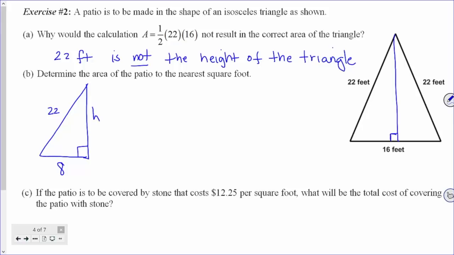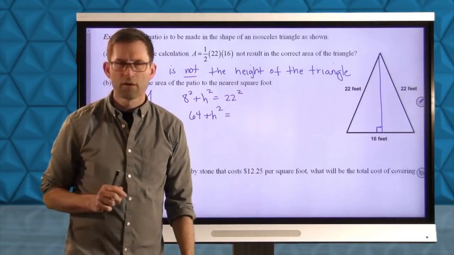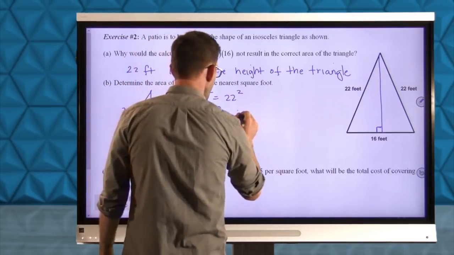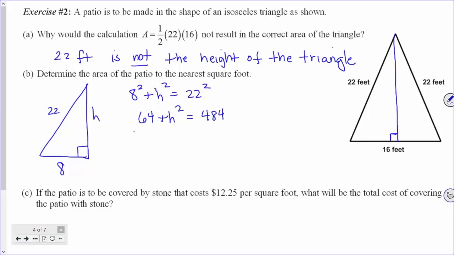Now, we can figure out what that height is by doing the Pythagorean theorem, right? And we can say, well, 8 squared plus h squared, that's a funny looking h, is equal to 22 squared. That's going to be 64 plus h squared is equal to 22 squared, which is 484, I believe. Right? Of course, we can subtract the 64 from both sides. And we'll get h squared is equal to 420, and h will be the square root of 420.